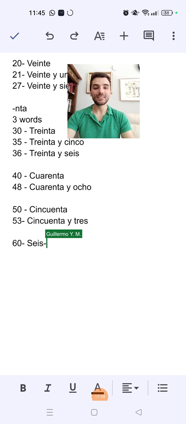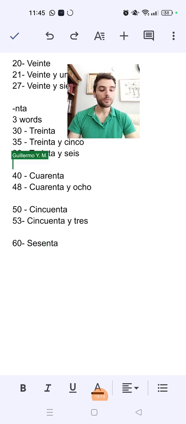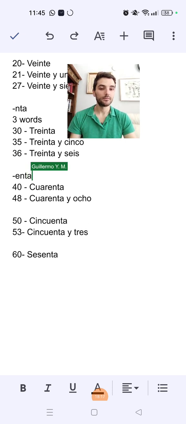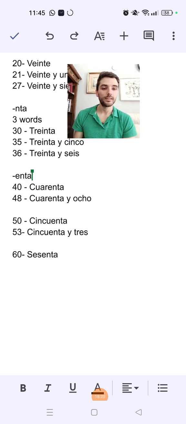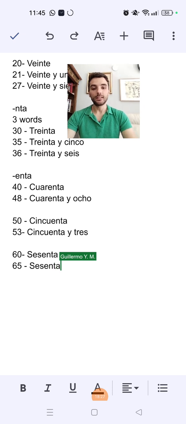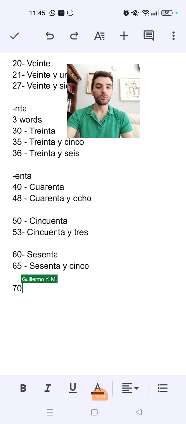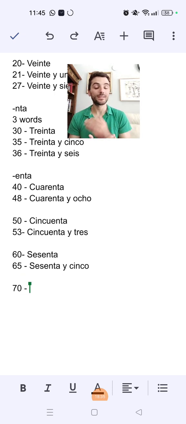60, which becomes sesenta. Okay, so we could actually say that the pattern is enta, right? From here, we could say that the pattern is enta. Okay, enta, 60. What about this one? 65. Muy bien. Now in the number 70, we are doing something similar as in the number 60.